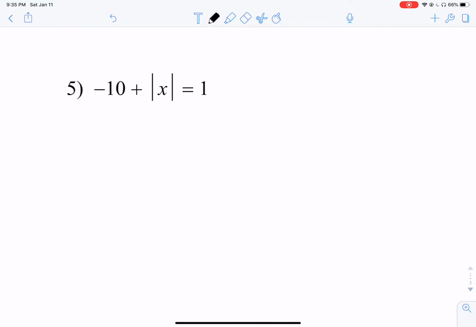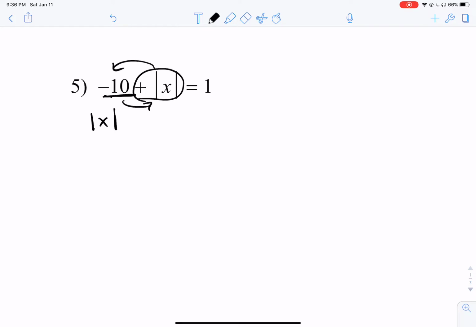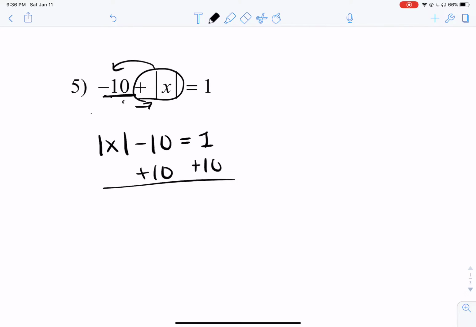Now for number 5, we are not multiplying or dividing. Here, the absolute value of x is being subtracted by 10. If I write it like this, it probably makes a little bit more sense, switching this to the front and this to the back. Let me write it below it. We get that the absolute value of x minus 10 is equal to 1. So we're subtracting 10, thus we're going to add 10 to both sides. Thus the absolute value of x is equal to 11. So x has to equal positive or negative 11.